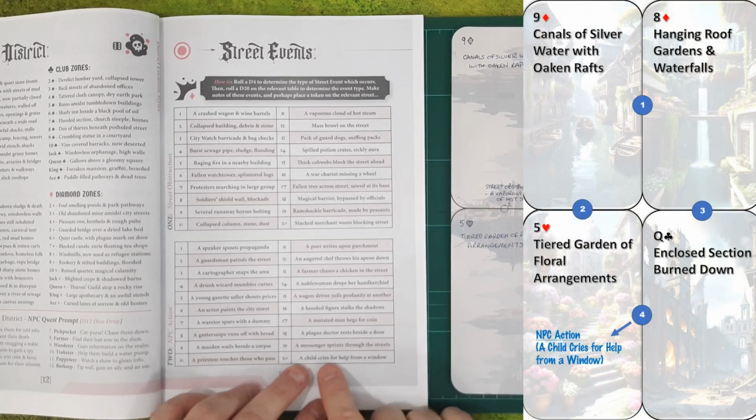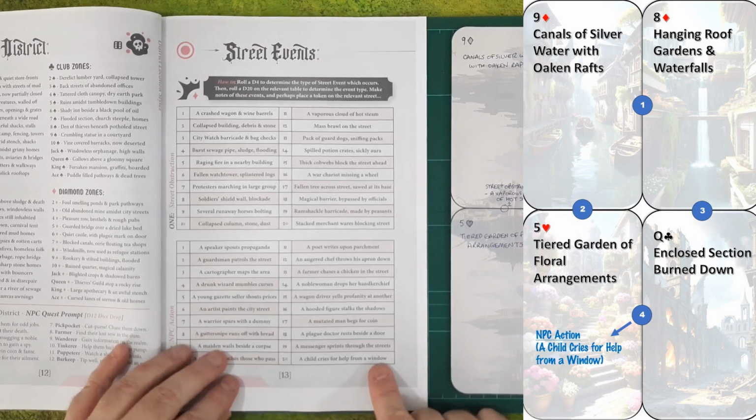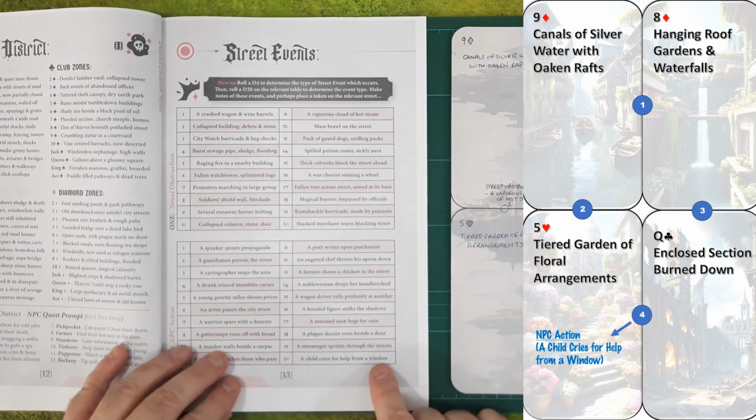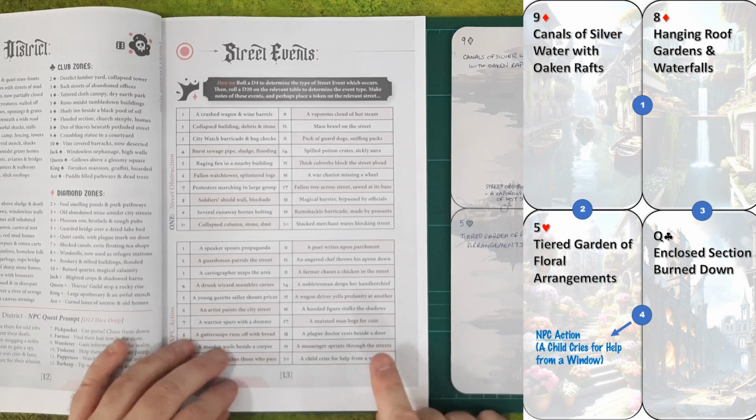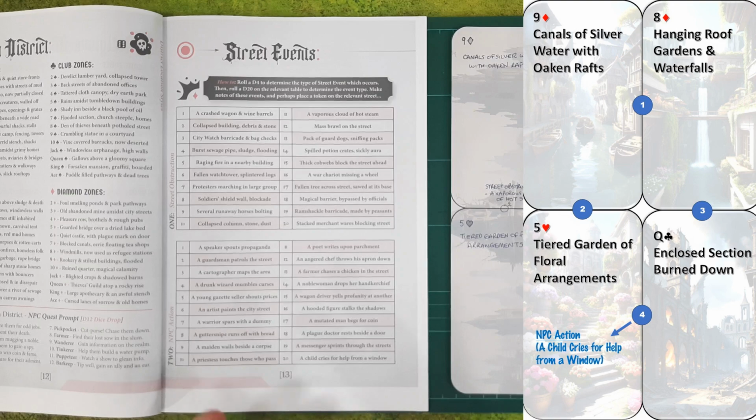Okay, a child cries for help from a window. Okay, that definitely could be an encounter or an event, a way for the party to help the city guard or help a child or something else. That's definitely a noteworthy encounter.